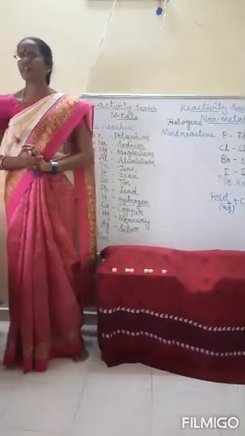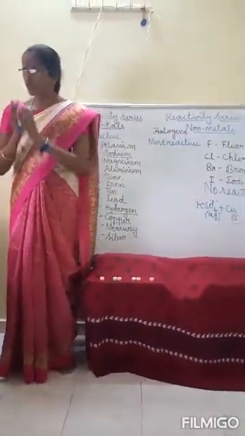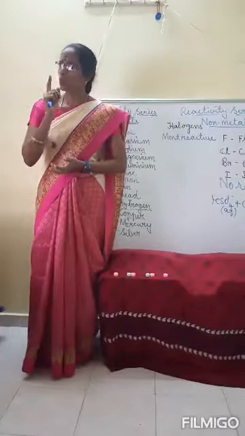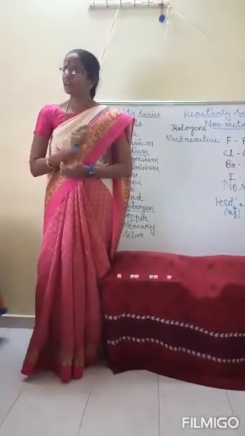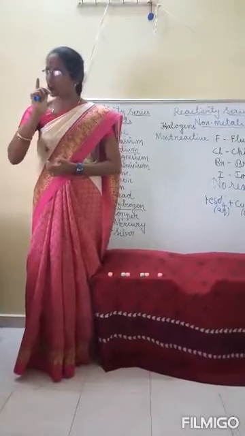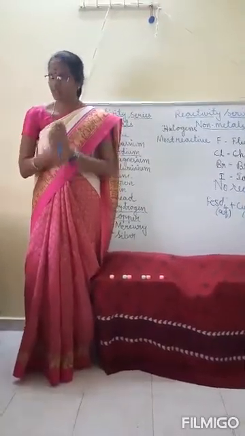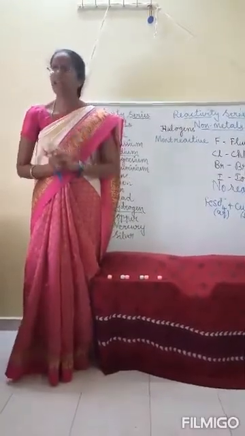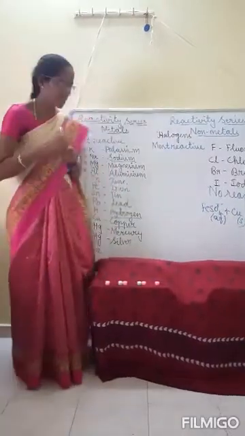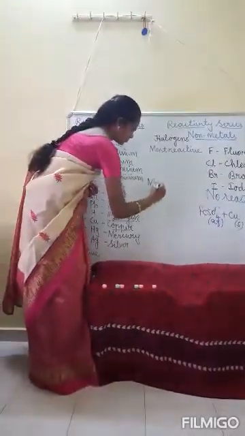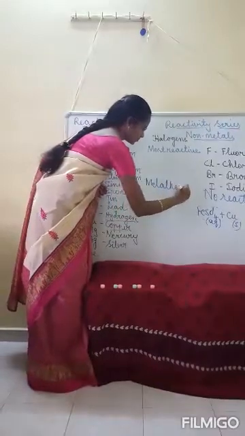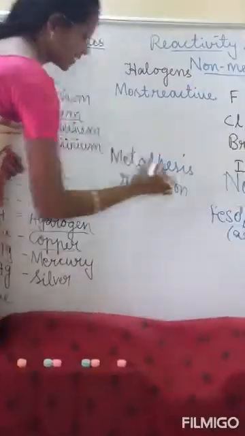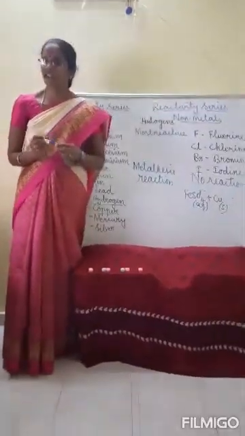In double displacement reaction, the ion of one compound is replaced by the ion of another compound. Here one thing you have to keep in mind. Ions of identical charges can only interchange. That is, a cation can be replaced only by other cations. So this reaction is called the metathesis reaction.